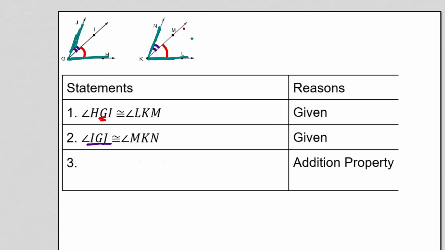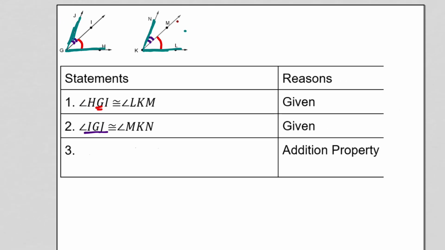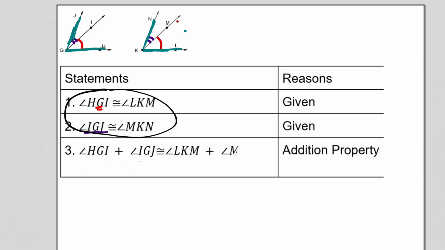And what we write is, anytime you do the addition property, we need to actually add some things together. So if I add together these two congruences, it's HGI plus IGJ is congruent to LKM plus MKN. But I'm going to write this comma, just like I did in the last one, and the word or, and then I'm going to combine those, because HGI and IGJ are adjacent angles because they share the IG side, so I can actually combine them.